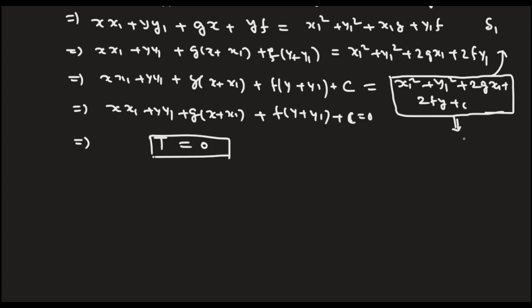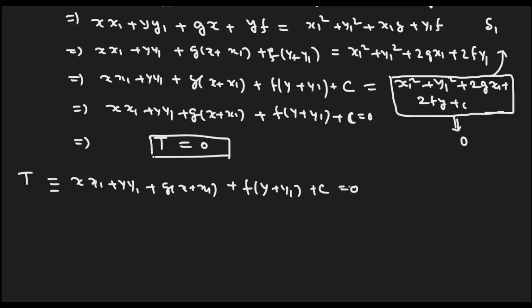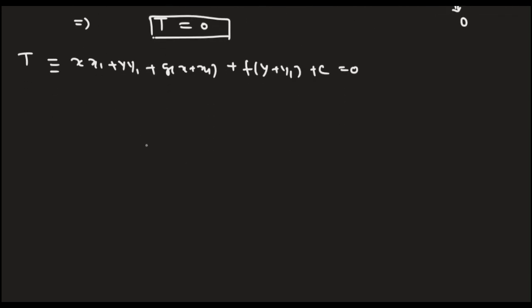Okay, this part becomes 0. So therefore the equation of the tangent t is equal to xx1 plus yy1 plus g times x plus x1 plus f times y plus y1 and plus c. So this is the equation of the tangent, which is equal to 0. Now if you apply this concept in the general form, then in the non-general form, that is the simplest form of the circle, in that case also you can apply this formula.